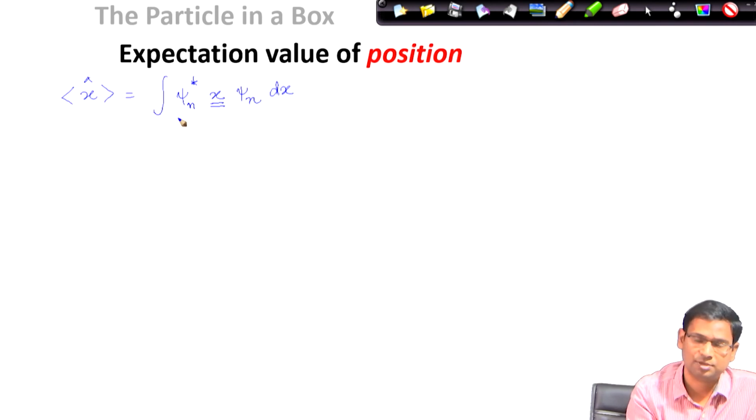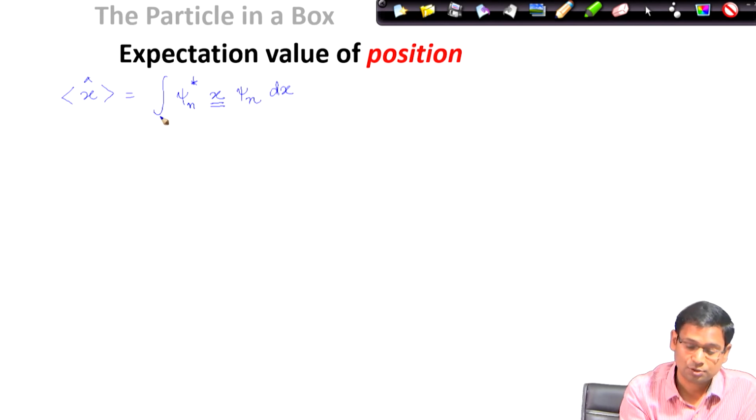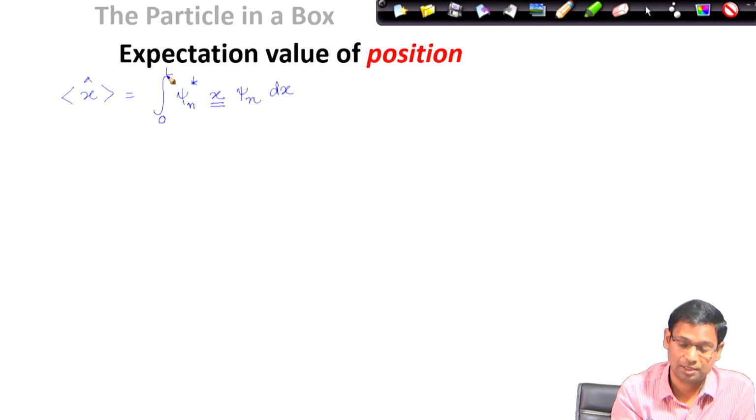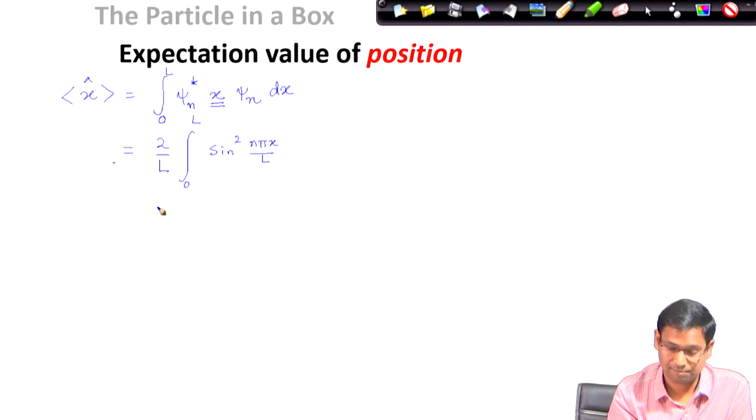But I already know that from minus infinity to 0 and from L to plus infinity, the wave function becomes 0. So, I only have to worry about the range between 0 and L. When I use this form, I have the square root of 2 by L for each of psi n and psi n star. When I multiply them, it becomes 2 by L. So, I am left with sine square of n pi x by L.